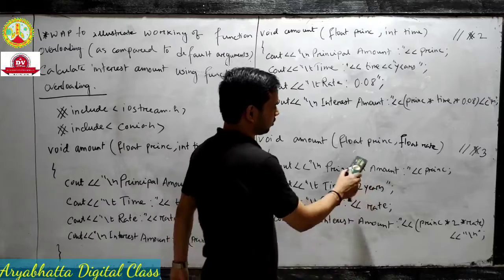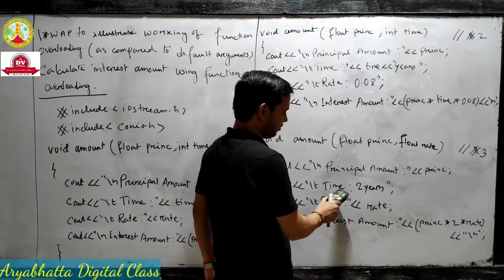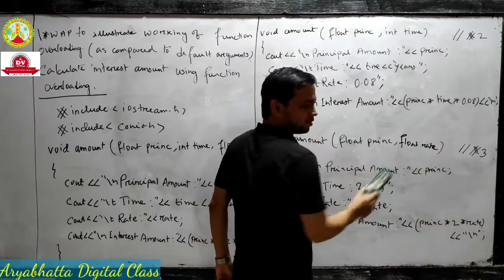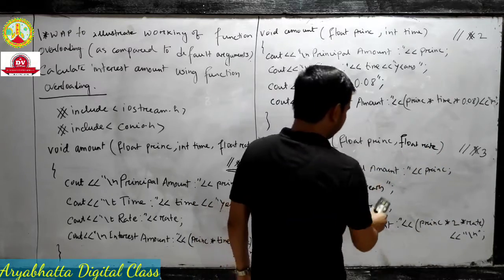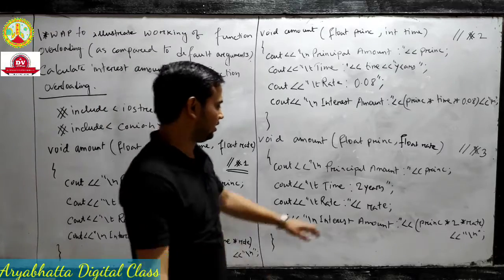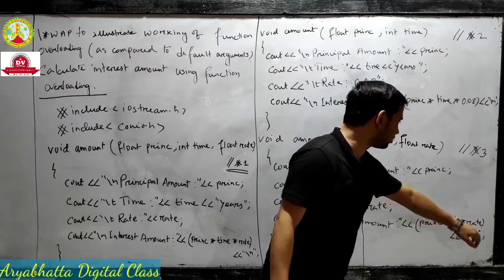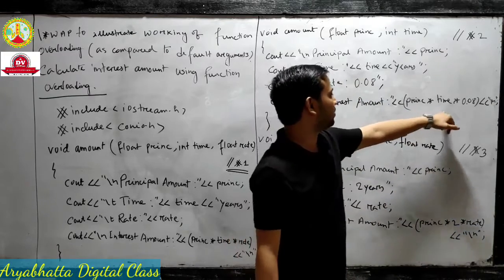That's why we don't need to write it here. When the value here is coming, time 2 years, there is no need to write it, because we already declared it as 2 years. When the output comes, 2 years is directly executed. Here we write principal into 2 into rate, and here principal into time into 0.0.